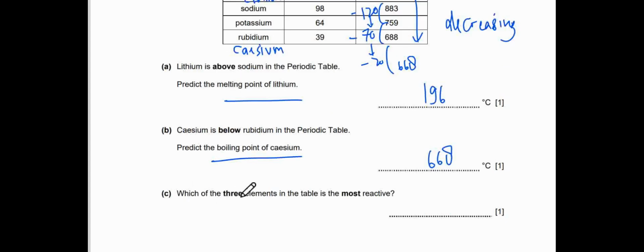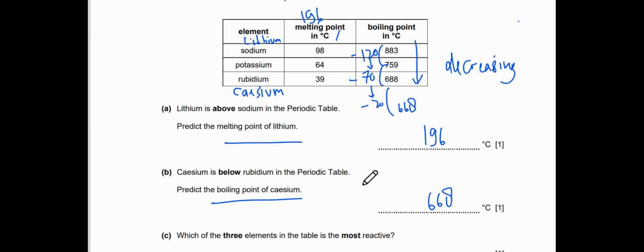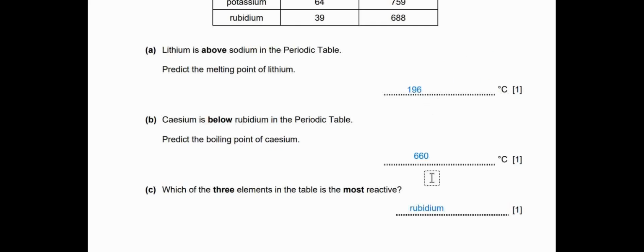Next question, part C. Which of the 3 elements in the table is most reactive? So we know that in group 1, as we go down the group, it is more reactive. So the answer should be rubidium. Out of these three, rubidium. So this is our answer.